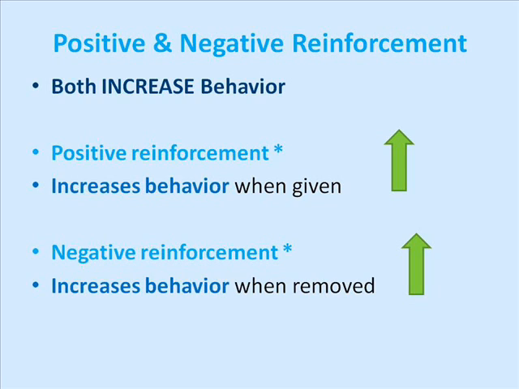So basically, positive reinforcement involves giving something pleasurable or good and increasing a behavior. Negative reinforcement involves removing something bad in order to increase a behavior, removing an unpleasant stimulus. That was objective number 6. Explain the difference between positive and negative reinforcement.